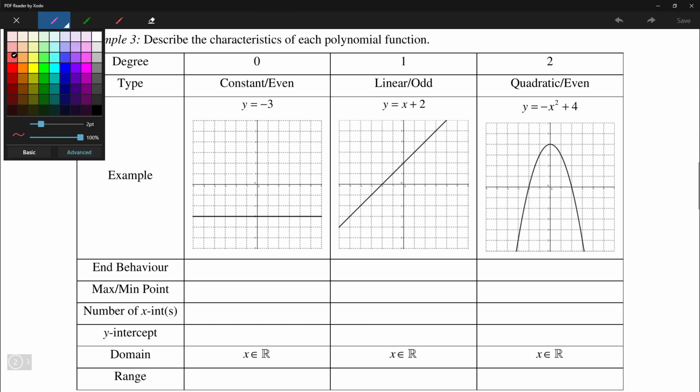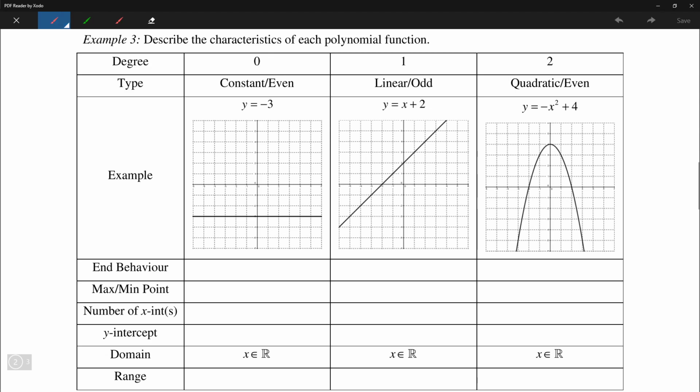First thing, however, is to recall that the quadrants go 1, 2, 3, and 4. Alternatively, we can also write this as Q1 for quadrant 1, Q2, Q3, and Q4. Either one is acceptable. So usually when we're talking about end behavior, we talk about where the graph is coming from quadrant-wise and where it is going to end.